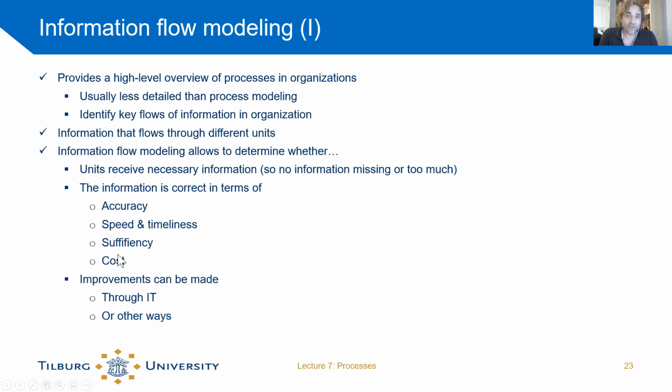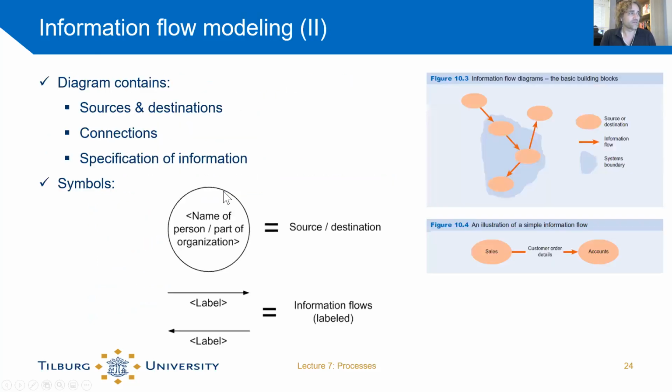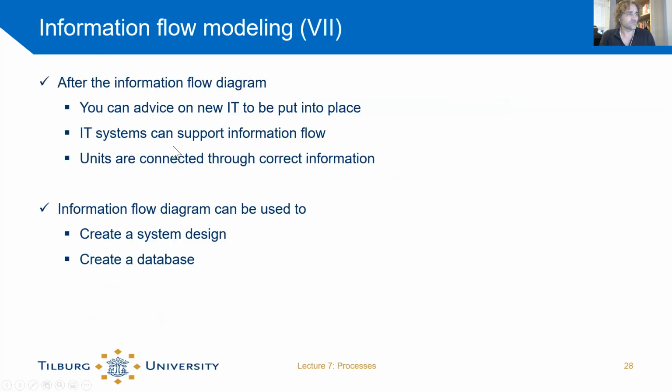So you can look at an information flow model and check the information flows in terms of this. Is all information there? Can we improve the information and optimize it? And you can do that so that you can advise on new information technologies to be put into place. So you can think about information technologies that can support those information flows. And again, this relates to units being connected to correct information. This relates to is all information there.